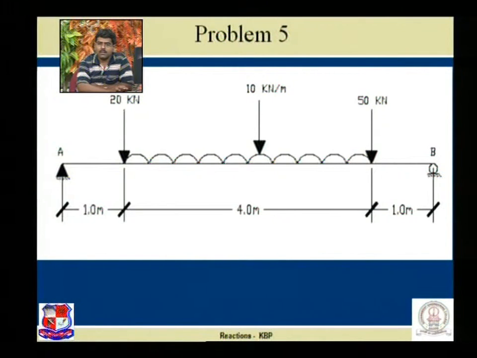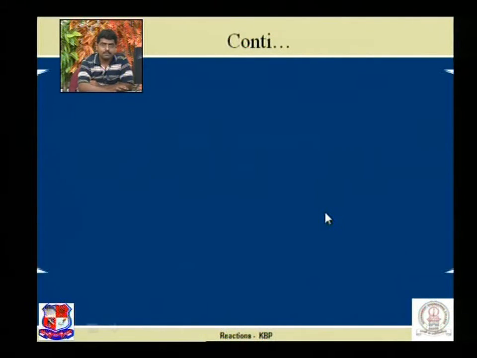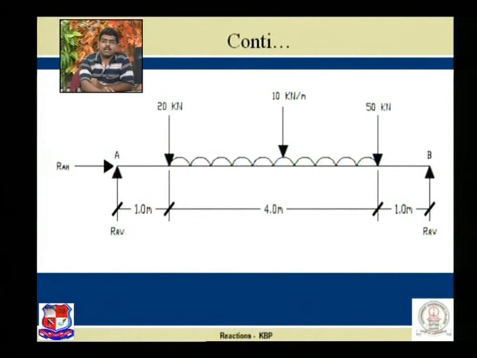The given beam is a simply supported beam having a combination of UDL and point loads, and let us resolve this numerical with the help of the equilibrium conditions. The total length of the simply supported beam is 6 meter, subjected to a UDL of 10 kilonewton per meter in the central region, while the 20 and 50 kilonewton point loads are acting at a distance of 1 meter and at 5 meter. Now let us resolve this numerical using the equilibrium conditions.